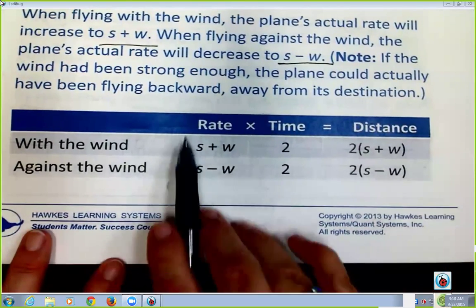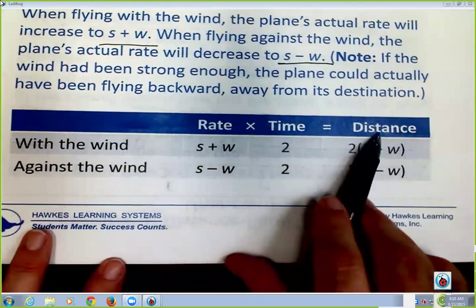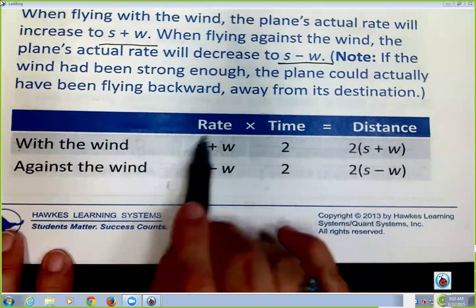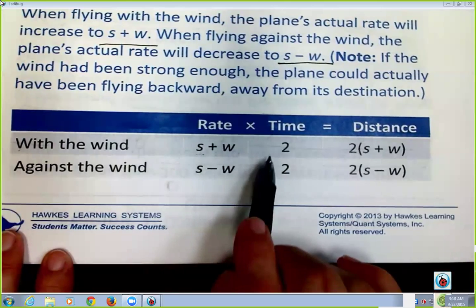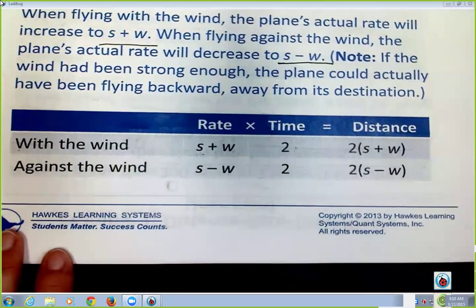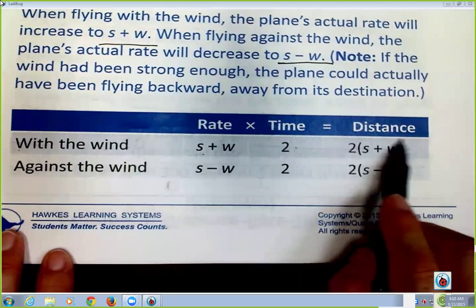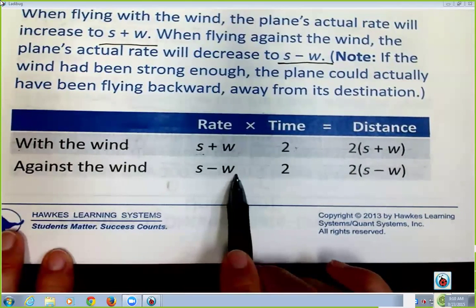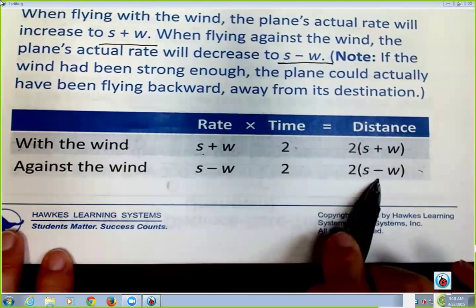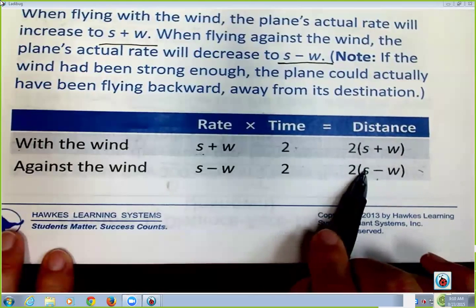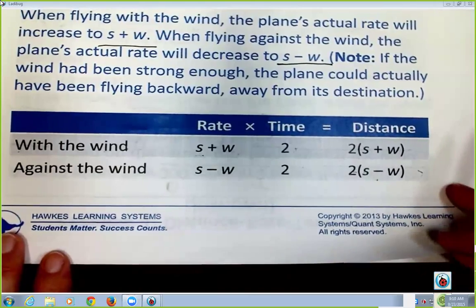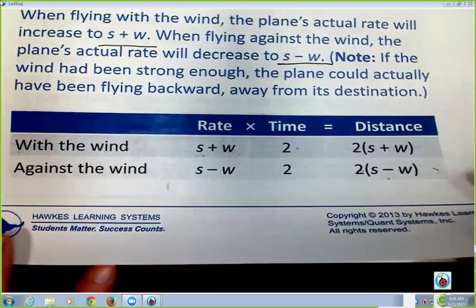So what do we have? We've got rate times time equals distance. If I look with the wind, my rate of speed is S plus W. It took a time of 2 hours, and I end up with what my distance happened to be. If I look against the wind, for 2 hours, I end up with this equation. Okay, so far so good of getting these things in place. So I've got that piece of information in there.